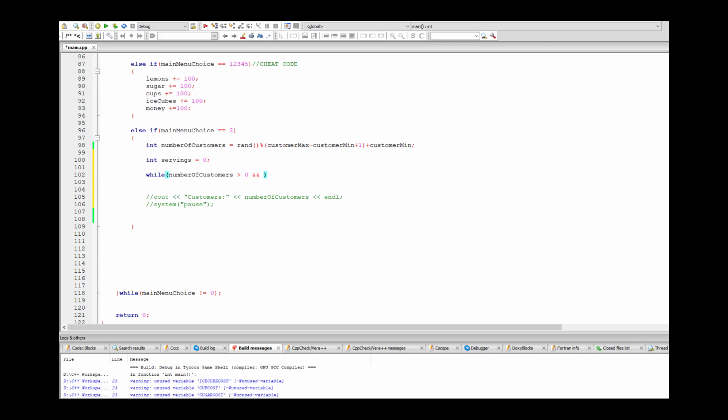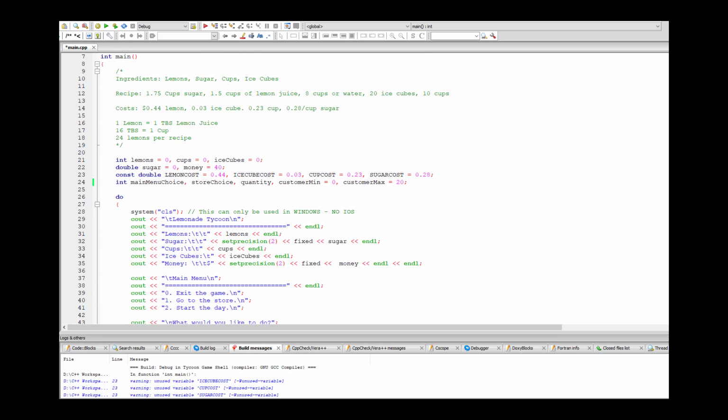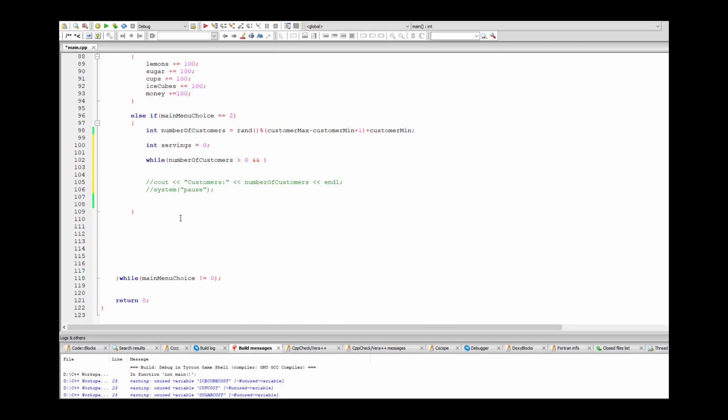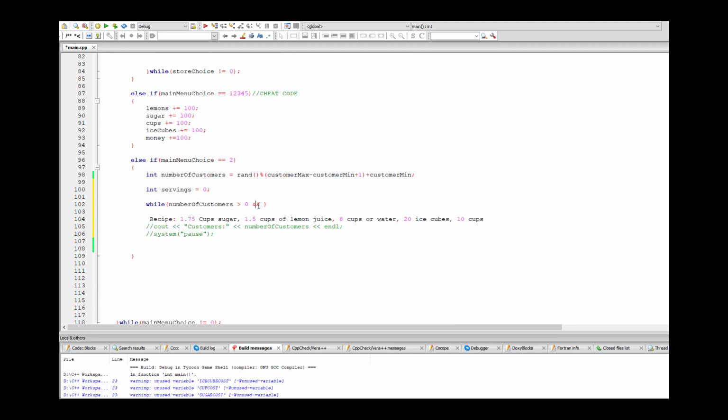Now we're going to have to grab our recipe from here. We're going to say 1.75 cups of sugar. Let's actually just copy this down so I don't have to keep going back up. So our sugar is greater than or equal to 1.75, and actually you don't need the cups just yet. Sorry, so sugar is greater than 1.75.